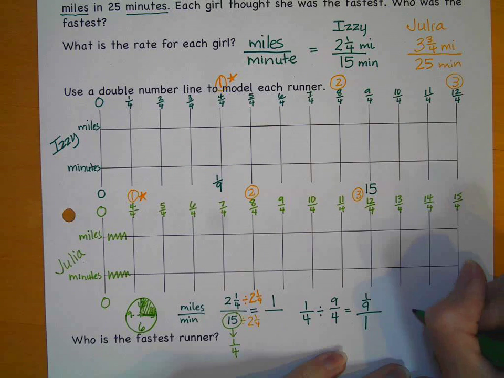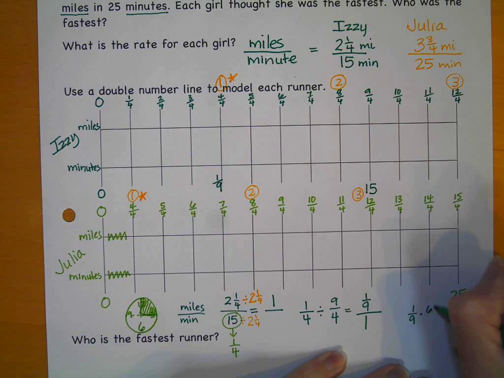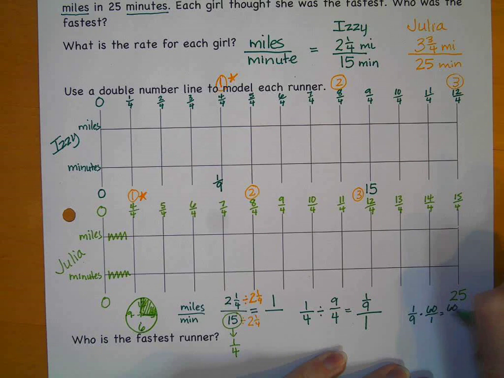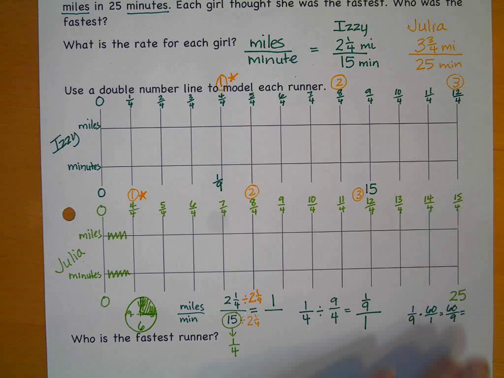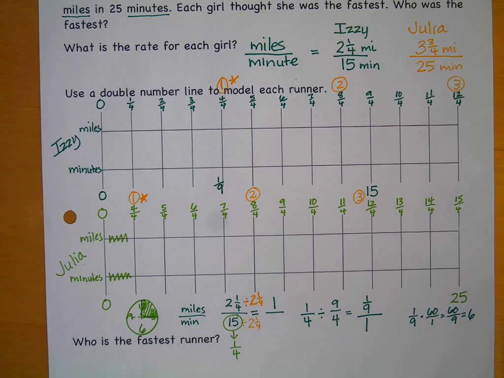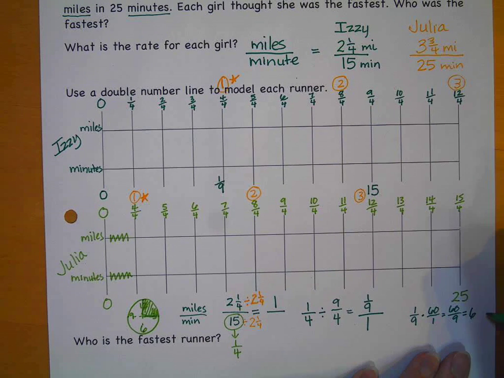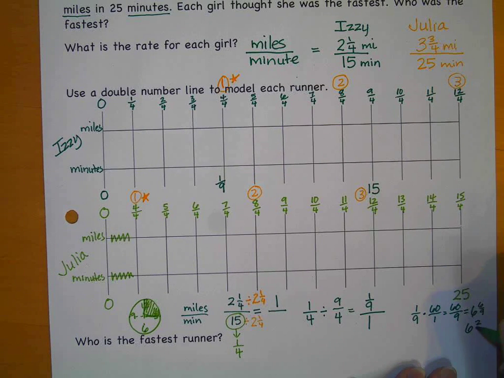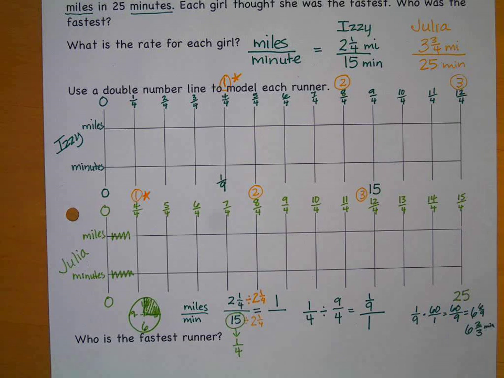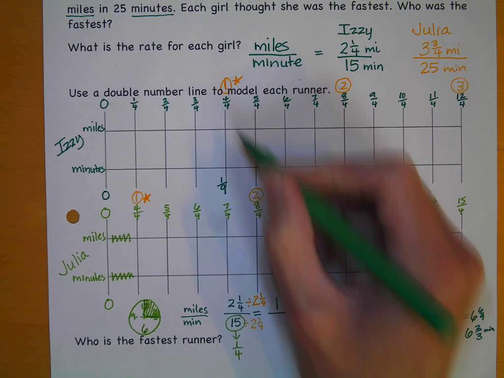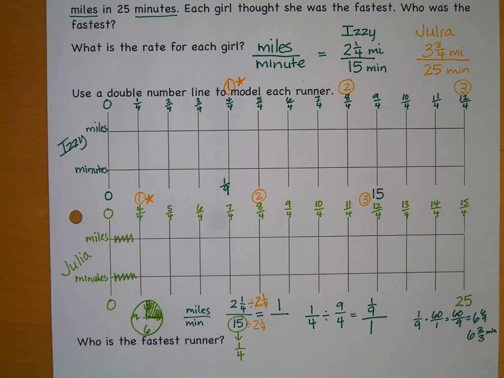1/9 of an hour. And if you figure out what 1/9 of an hour is, you're going to take 1/9 times 60, because there's 60 minutes in an hour, and you get 60/9, which 9 can go into 6 six times, right? Because that's 54. So 60 minus 54 is 6/9 left, right? So it takes her 6 2/3 minutes to run 1 mile. Wow, she's fast. 6 2/3 minutes. That's pretty crazy. Yeah, she is a fast girl.